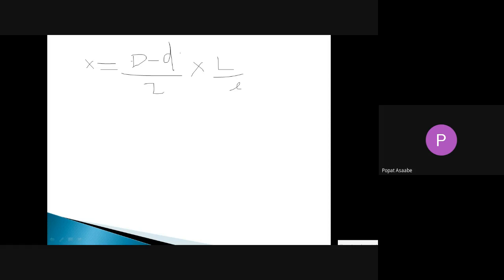This is the big diameter, and this is the small diameter. Capital L is nothing but the length of your whole workpiece, and small l is the taper length. Then we will get the offset distance. Suppose I got a 10 mm offset distance, then we have to offset the tailstock by 10 mm.